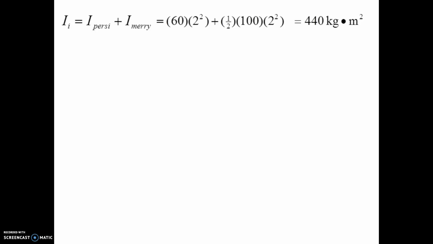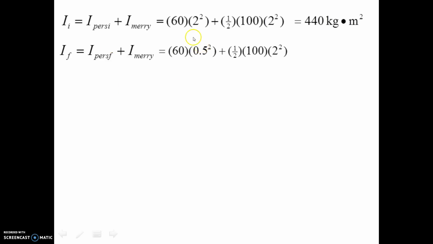The final moment of inertia of the system: the merry-go-round's won't change, but the person's will. Again, we can treat the person as a point particle. The only thing that has changed is her distance from the axis of rotation, which is now 0.5. Her mass doesn't change, so it's 60 times 0.5 squared. Then the moment of inertia of the merry-go-round does not change either. The final moment of inertia of the system is 215.